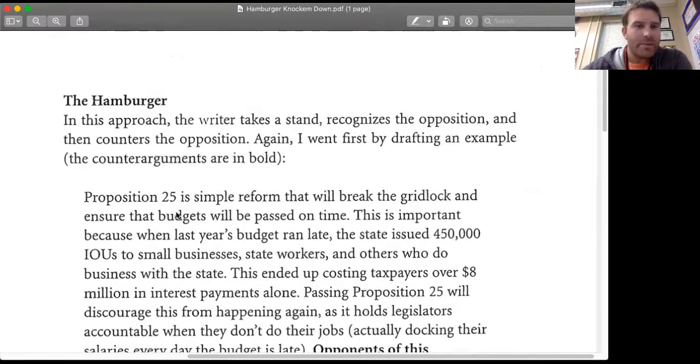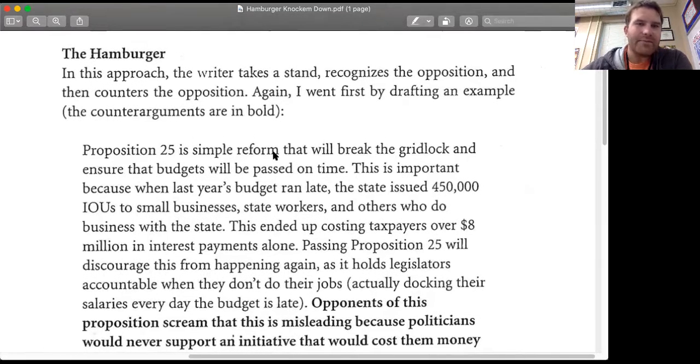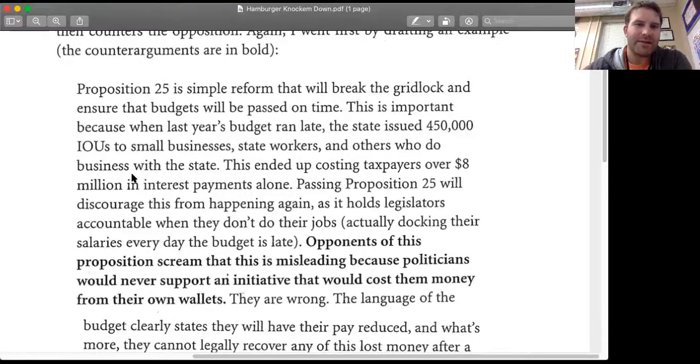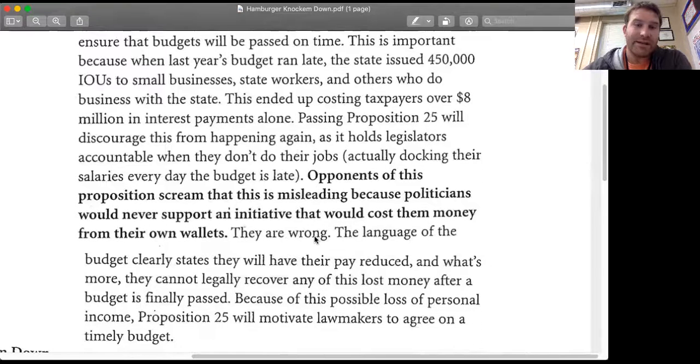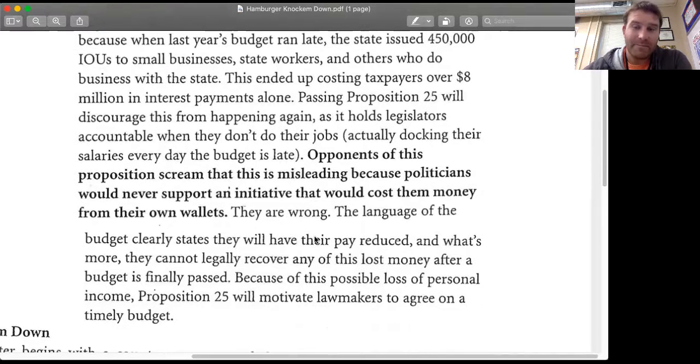So here's how this would work. Proposition 25 is simply a reform that will break the gridlock and ensure that budgets will be passed on time. This is important because when last year's budget ran late, the state issued 450,000 IOUs to small businesses, state workers, and others who do business with the state. This ended up costing taxpayers over $8 million in interest payments alone. Passing Proposition 25 will discourage this from happening again, as it holds legislators accountable when they do not do their jobs, actually docking their salaries every day that the budget is late. So that's their opinion originally.